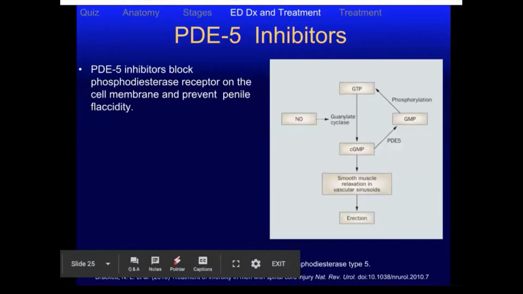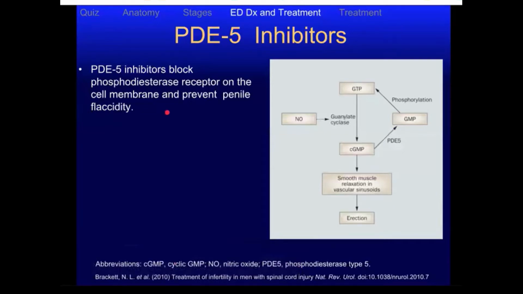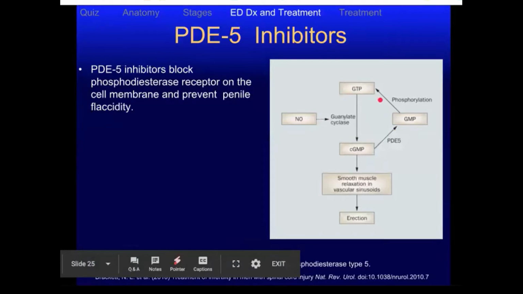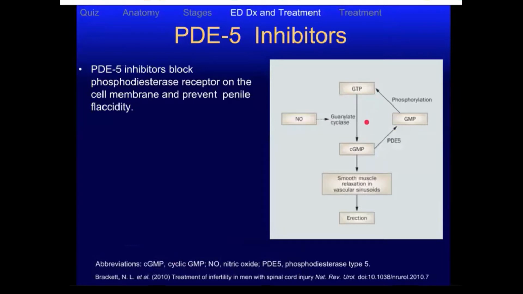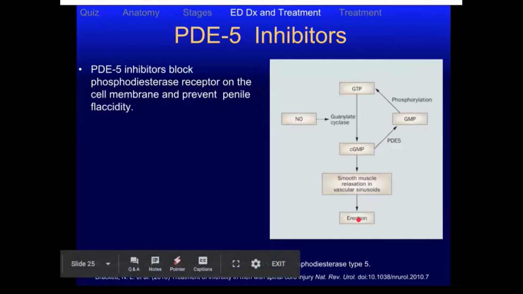So PDE, phosphodiesterase inhibitors, the way it works is it's on the receptor on the cell membrane, and it keeps the penis from becoming flaccid. You guys probably are a lot more familiar with this than I am, but it's been a long time since I've done biochemistry, but it increases the cellular cGMP. It blocks the conversion of that into its byproduct. So it increases this concentration, which then maintains erection.